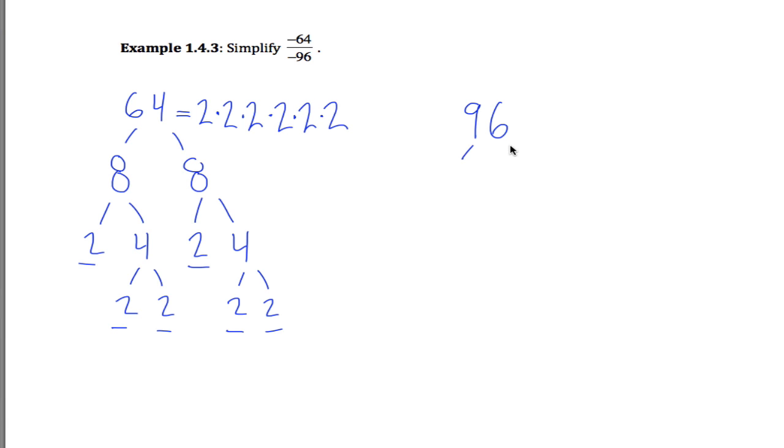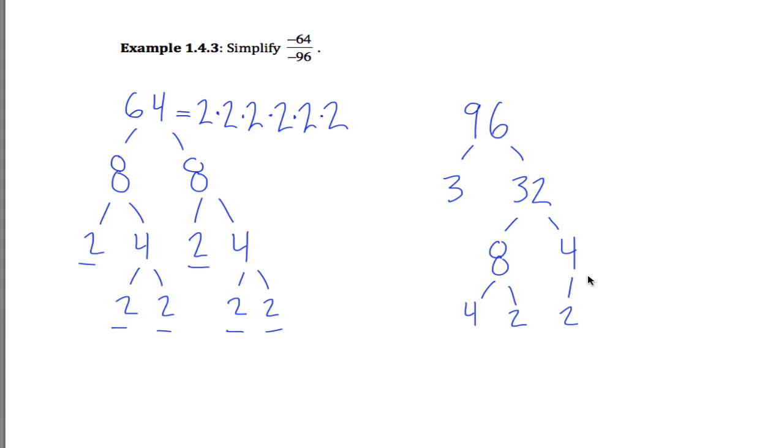We can do something similar for 96. One way you could simplify 96 is to notice that it's an even number. Well, to notice that it's a multiple of 3. Specifically, 3 times 32 is equal to 96. And then 32 is 8 times 4. And 8 is 4 times 2.